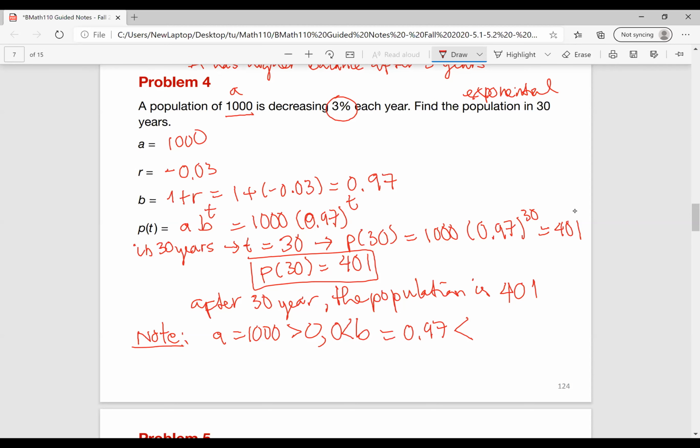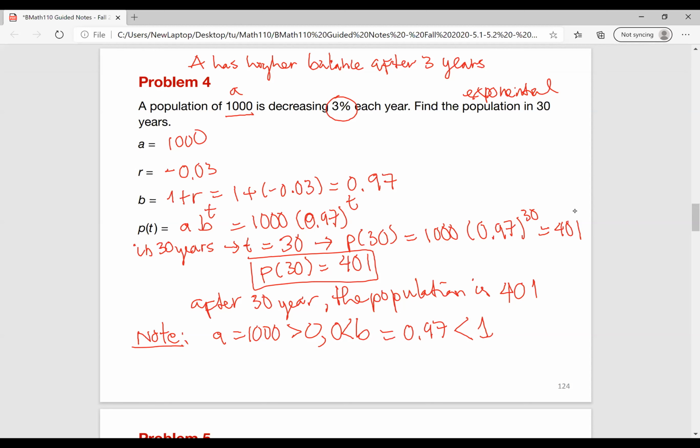Greater than 0, less than 1. So for this case, you should know that the exponential should be in decay factor, right? So that's the reason why you have a decreasing 3%, right? Okay. Let's move down.